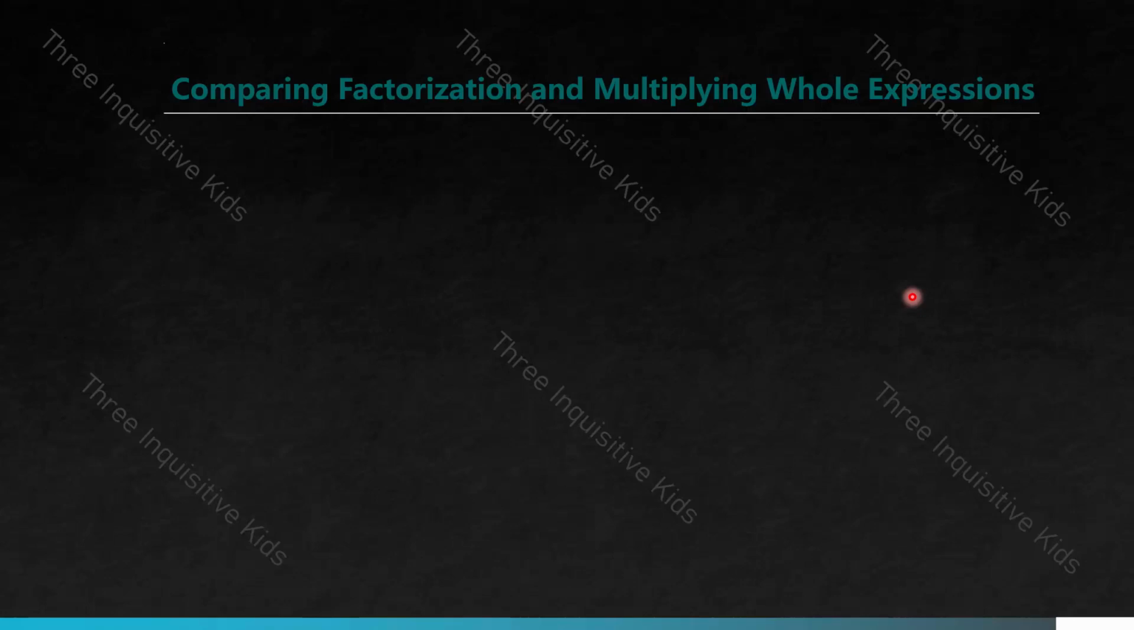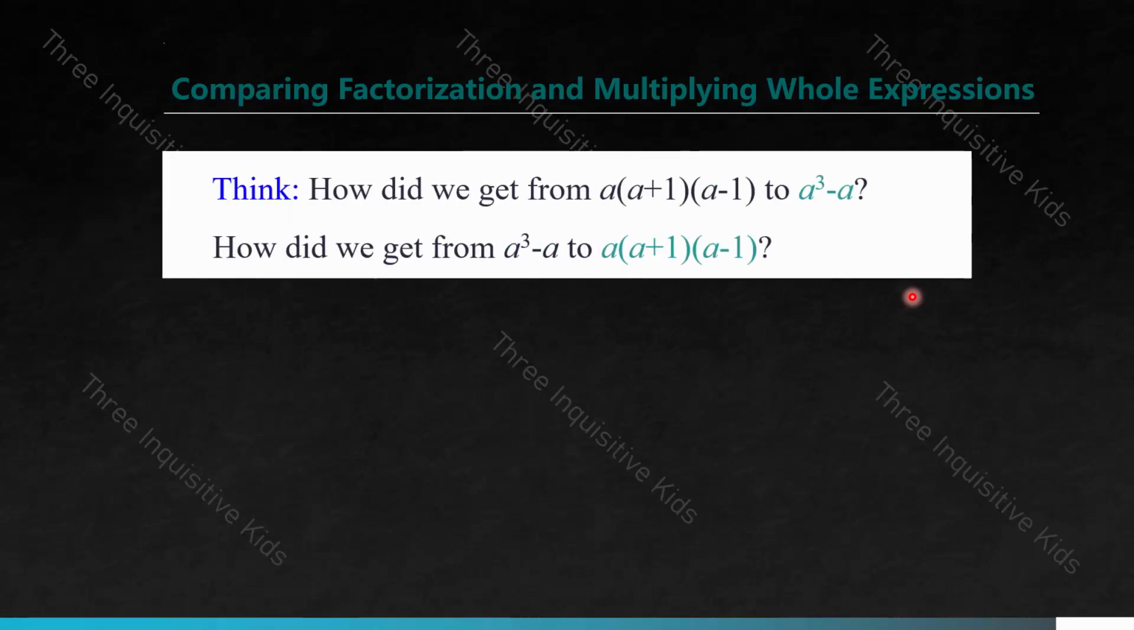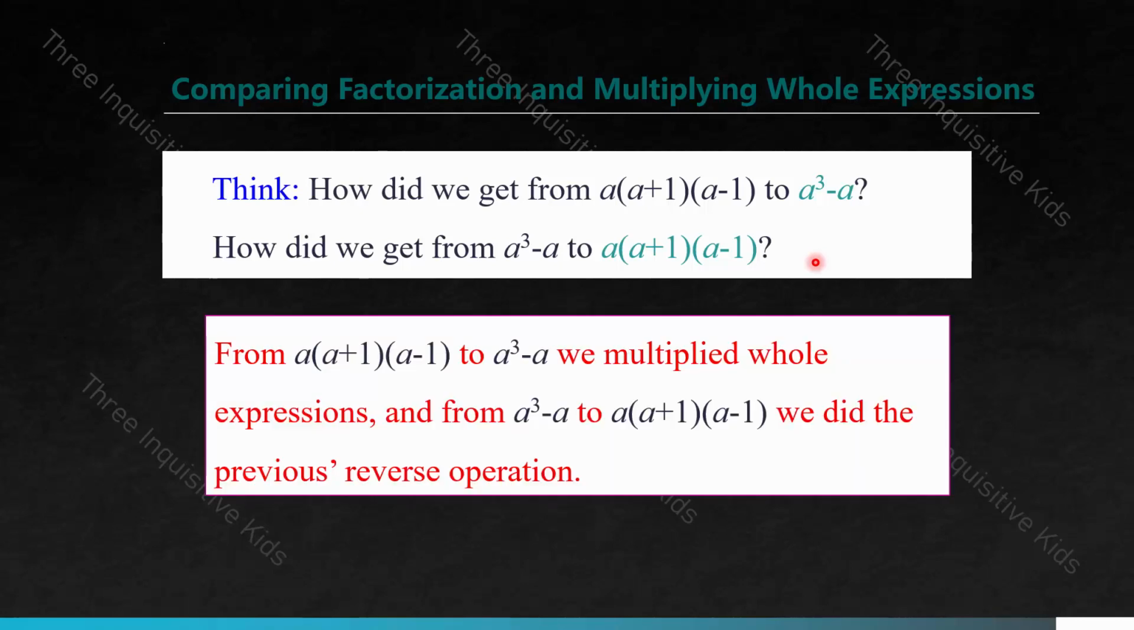Comparing factorization and multiplying whole expressions. How did we get from a times a plus 1 times a minus 1 to a cubed minus a? And how did we get from a cubed minus a to factored form? Now I want you to think about that for a moment. So here's our explanation for that. From factored form to polynomial form, we multiplied whole expressions. And from a cubed minus a to factored form, we did the previous's reverse operation, which would be factorization.